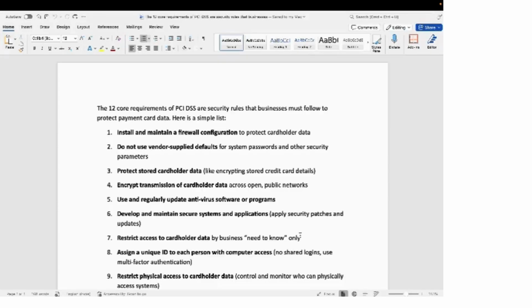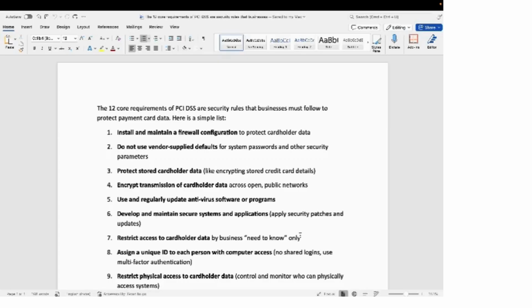And fifth one, use regularly updated antivirus software and programs. If you have stored cardholder data in the server, there must be an antivirus, and it should be updated with the latest patches and all.